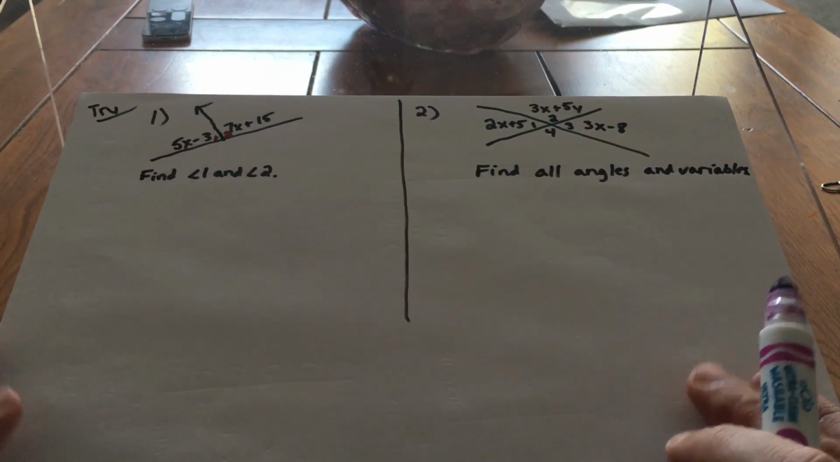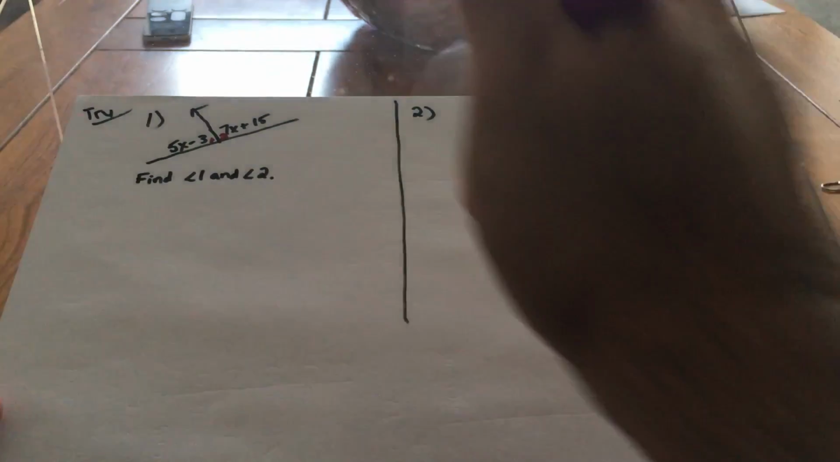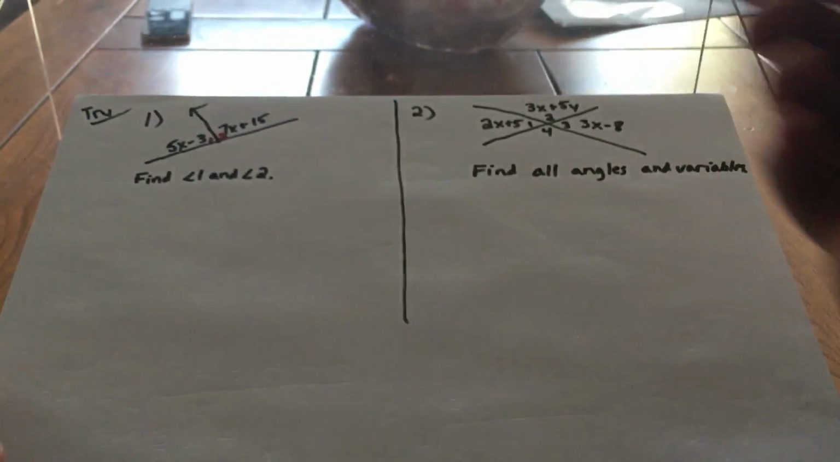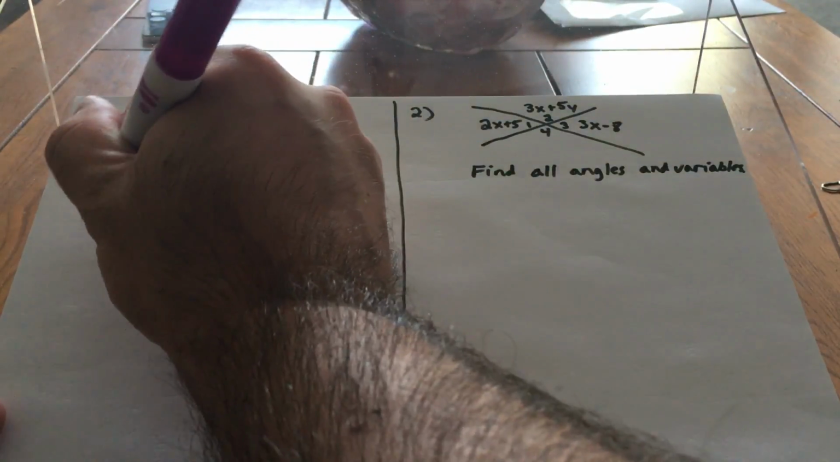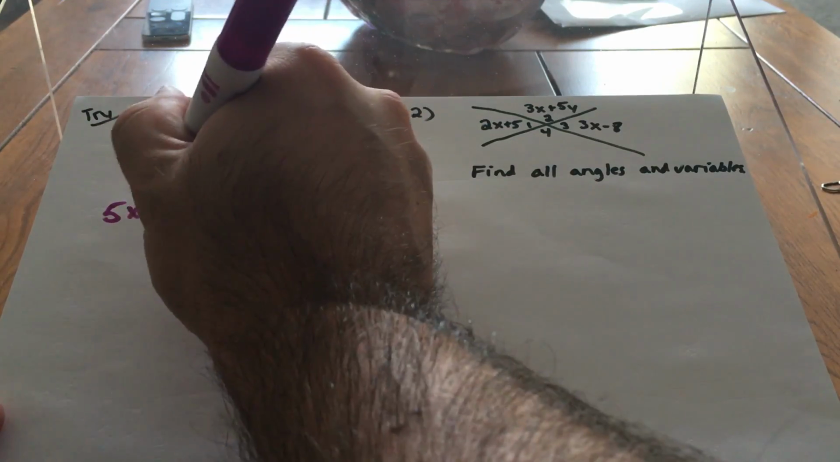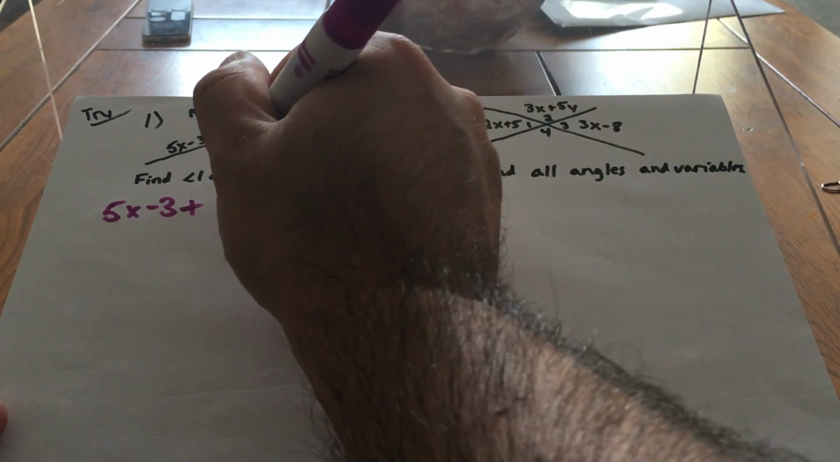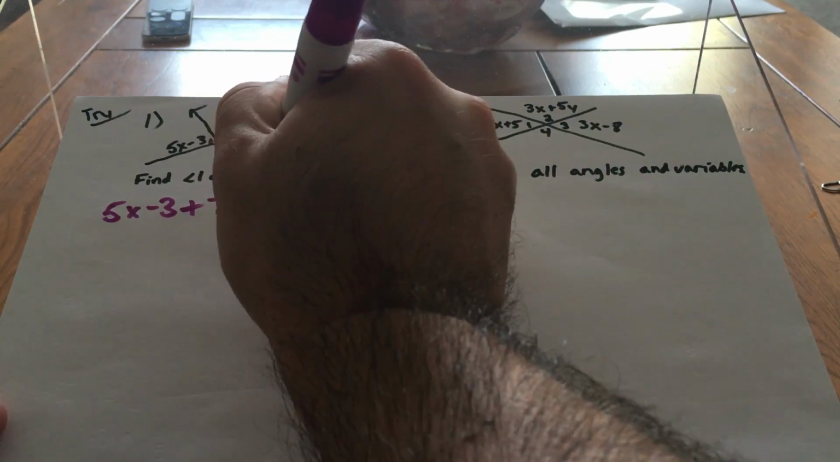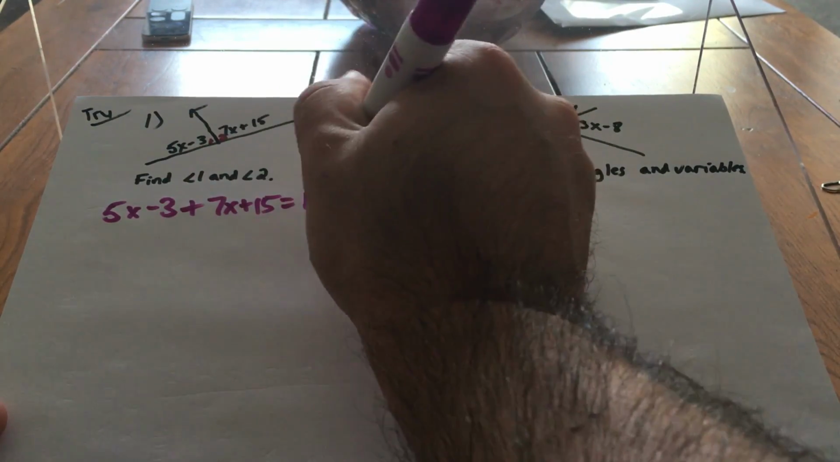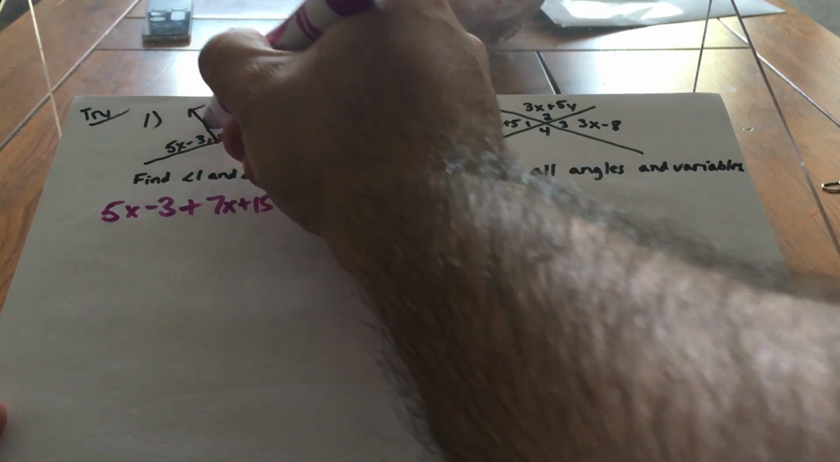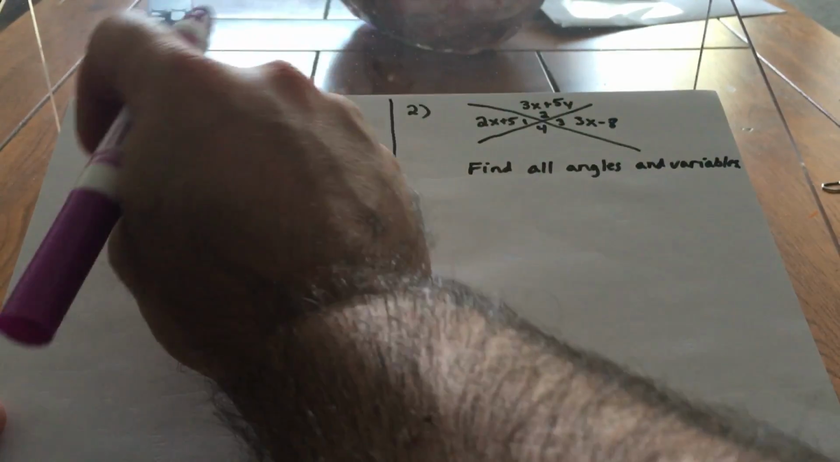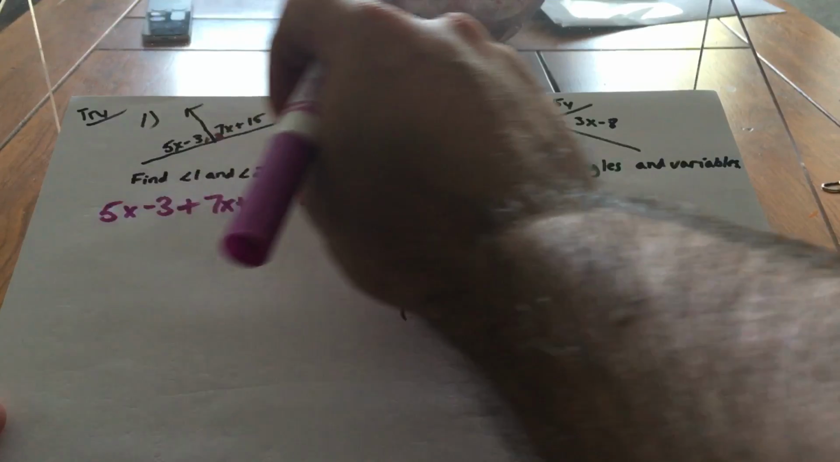Okay, so in this example, it's just like the one we did in the previous video. Notice these two things add up to be 180. So if you want to find x, then you have to put those two expressions, 5x minus 3 plus 7x plus 15, adds up to be 180. The reason for that is because this angle plus this angle forms that straight line along the bottom.